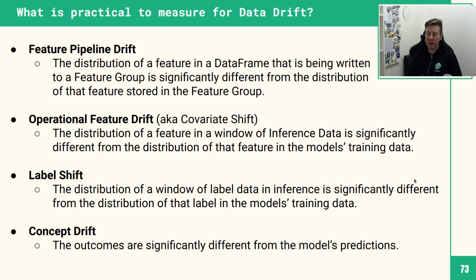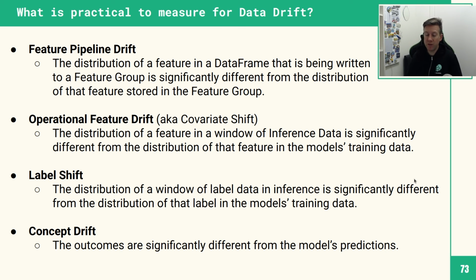So just a summary of these different measures and why these ones in particular I've highlighted. Well, these are practical to measure. Feature pipeline drift is when the distribution of a feature in a data frame that's being written to a feature group is significantly different from the distribution of the feature stored in the feature group. Hopsworks will store, for example, descriptive statistics over features and feature groups, and you can use, for example, standard deviation to see if the new feature being written is maybe 2 or more standard deviations from the existing feature in the feature group. Then you might say, okay, this is feature pipeline drift.